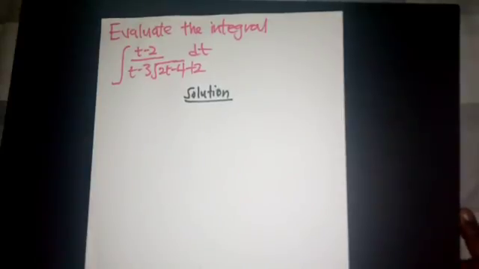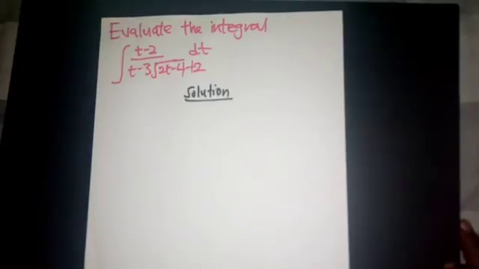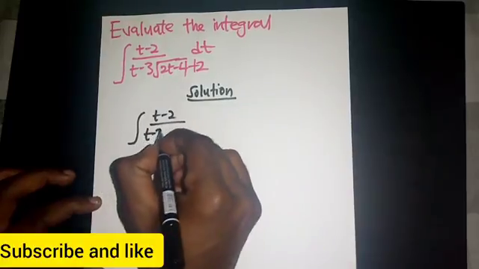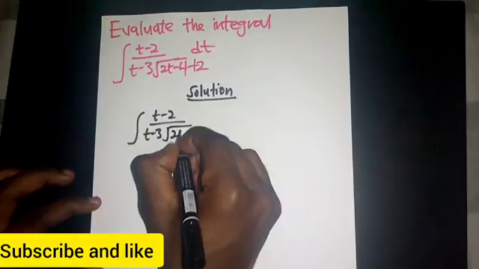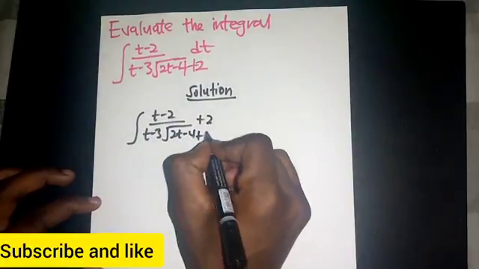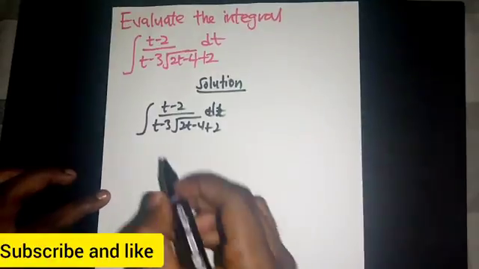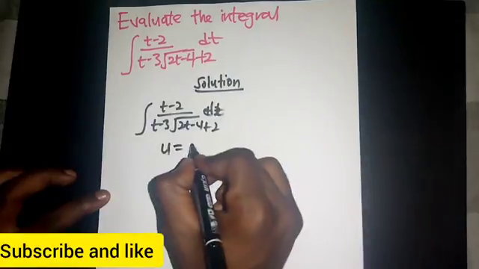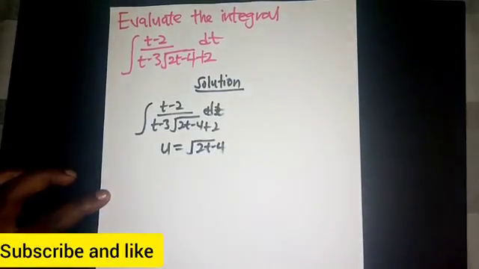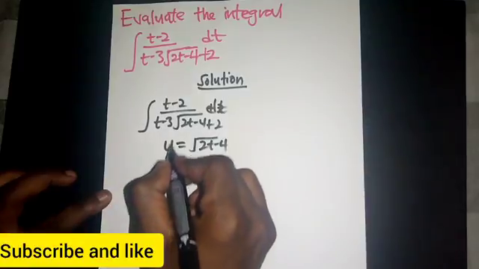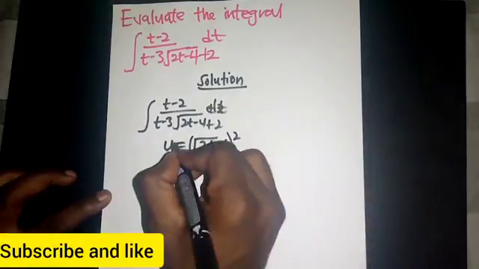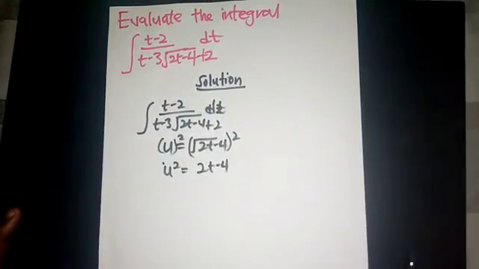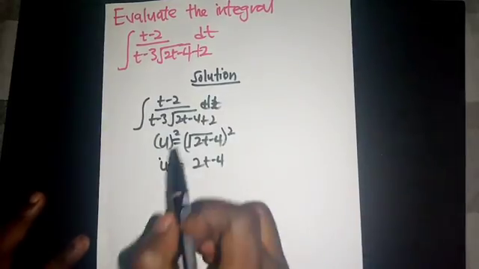So we are going to introduce a new variable. Good. So we introduce a variable, say u equal to the square root of 2t − 4. So therefore, when I square both sides, u squared is just 2t − 4.